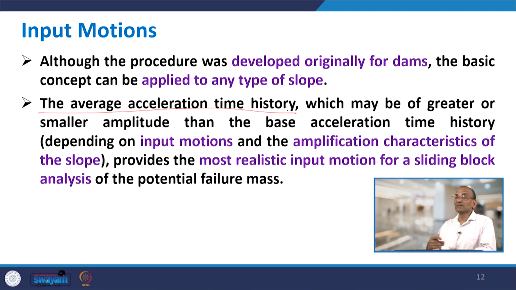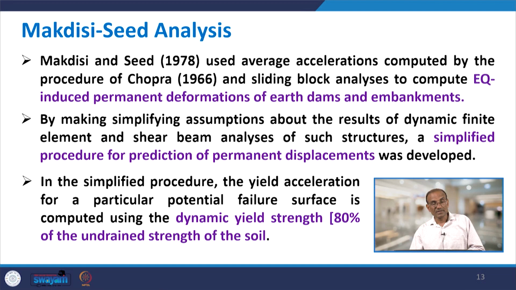And how to find the average acceleration time history? We already said, using finite element analysis, you integrate over the potential failure surface, find the total force and divide by the mass on top of it, which gives you the average acceleration time history, and this will vary with time because your input motion is varying. Then we compare this with the characteristic of input motion and the amplifying characteristics of the slope, and it will provide the most reliable way to find out the stability of the slope. So, this was all about Newmark sliding block analysis.